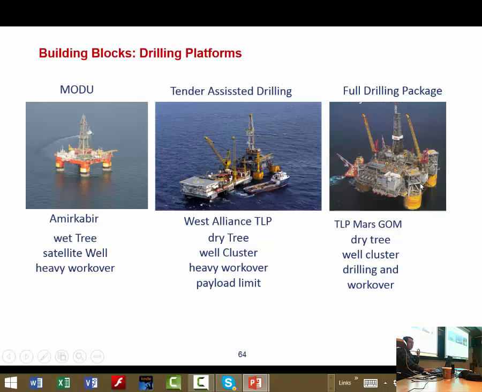But if you have a large floating production unit like a TLP Mars in the Gulf of Mexico, and you have enough deck space and you also have enough payload capacity, then you can put the full drilling package here together with the production unit.